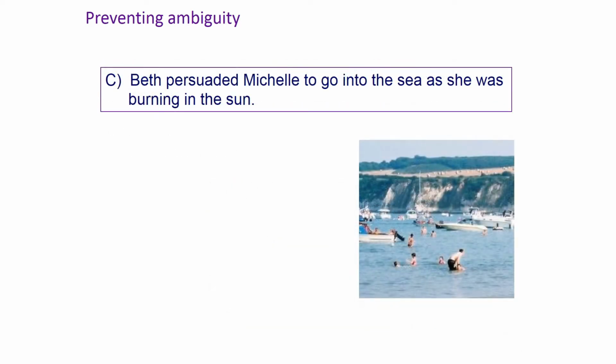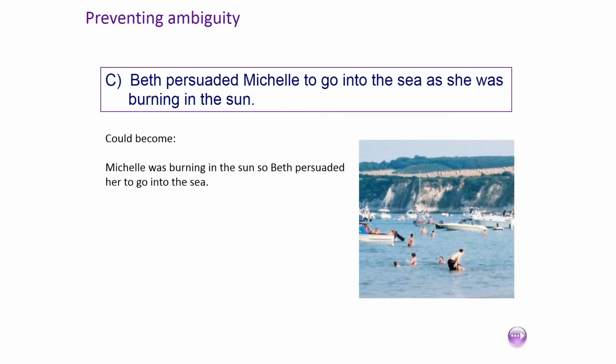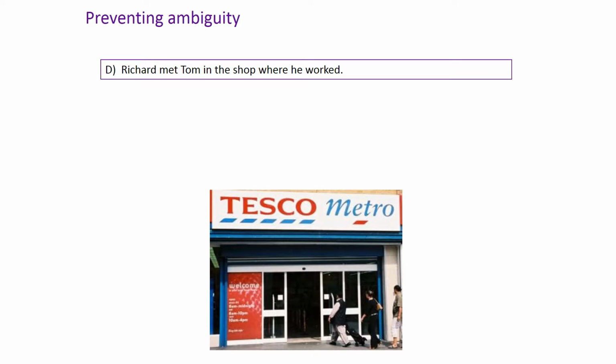C. Beth persuaded Michelle to go into the sea as she was burning in the sun, and this could become Michelle was burning in the sun, so Beth persuaded her to go into the sea. So we have reworded this one slightly. D. Richard met Tom in the shop where he worked, and this could be changed to Richard met Tom in the shop where Tom worked.